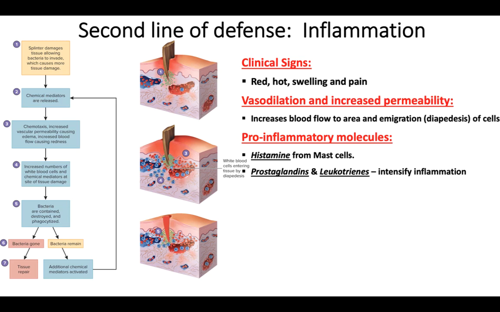You could get chronic inflammation in your respiratory tract from, say, smoking. And that can lead to things like emphysema and chronic bronchitis. So we want to make sure we know the difference between acute inflammation, which happens really quick but then goes away really quick, versus chronic inflammation. Other molecules that cause inflammation are prostaglandins and leukotrienes. They help to intensify inflammation.